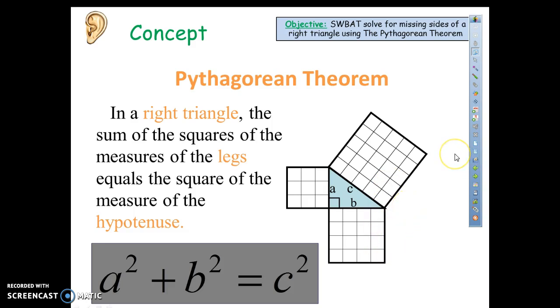For the Pythagorean theorem, this says, in a right triangle, the sum of the squares of the measures of the legs equals the square of the measure of the hypotenuse. So some keywords here, we have legs, and the legs are the sides that form a right angle, meaning 90 degrees inside a right triangle, and the hypotenuse. Hypotenuse, I'd like you to say that word, hypotenuse. That is the side opposite of my right angle. Pythagorean theorem, this is just a squared plus b squared is equal to c squared.